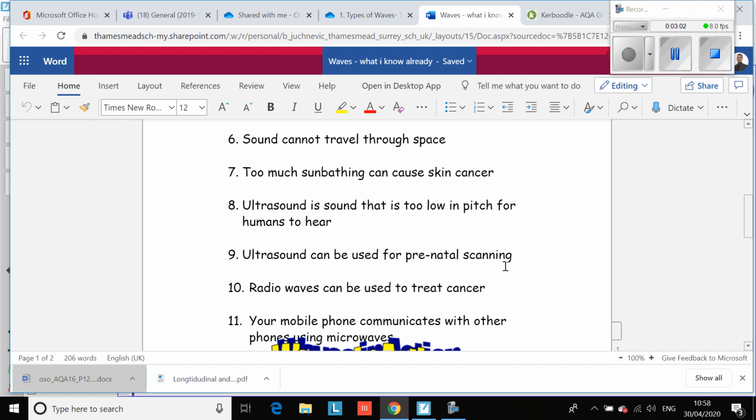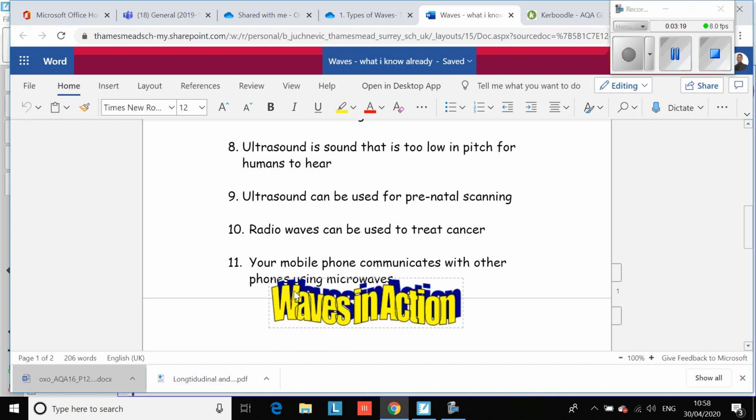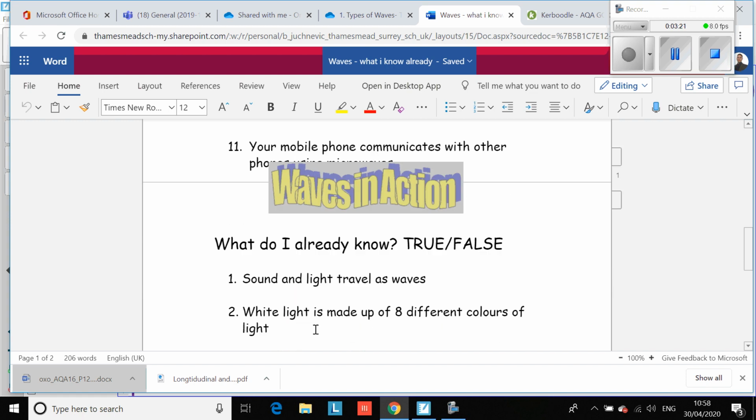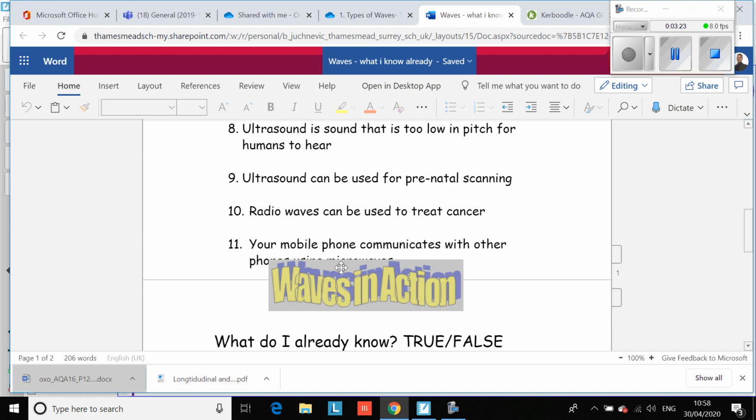That is true. Radio waves can be used to treat cancer. Okay, that one is false, and it's a bit of a misleading one because there is something called radiotherapy, and so you might think radio waves, but actually it's false, and I'll explain why a bit later on in this topic. And your mobile phone communicates with other phones using microwaves. That is true. Okay, so mark whether they're true or false, and you can stick those in.